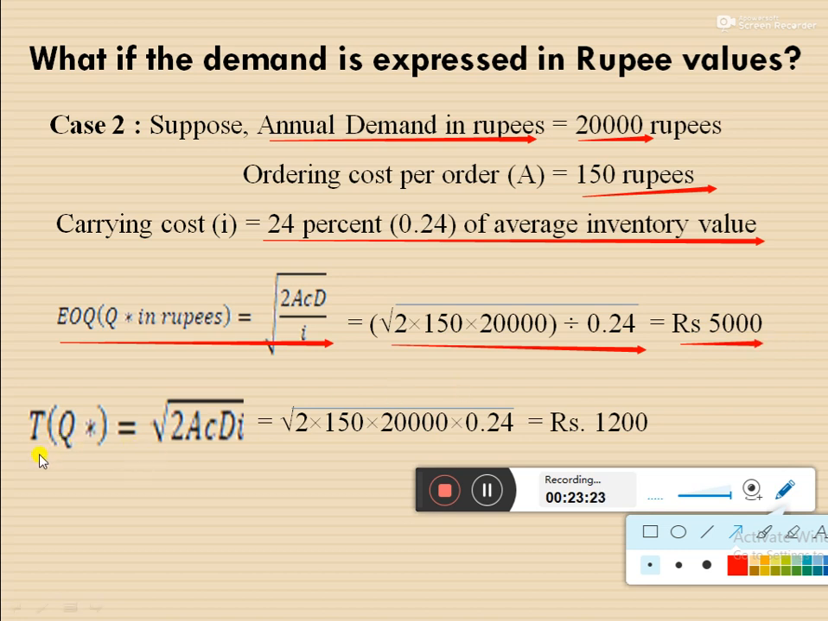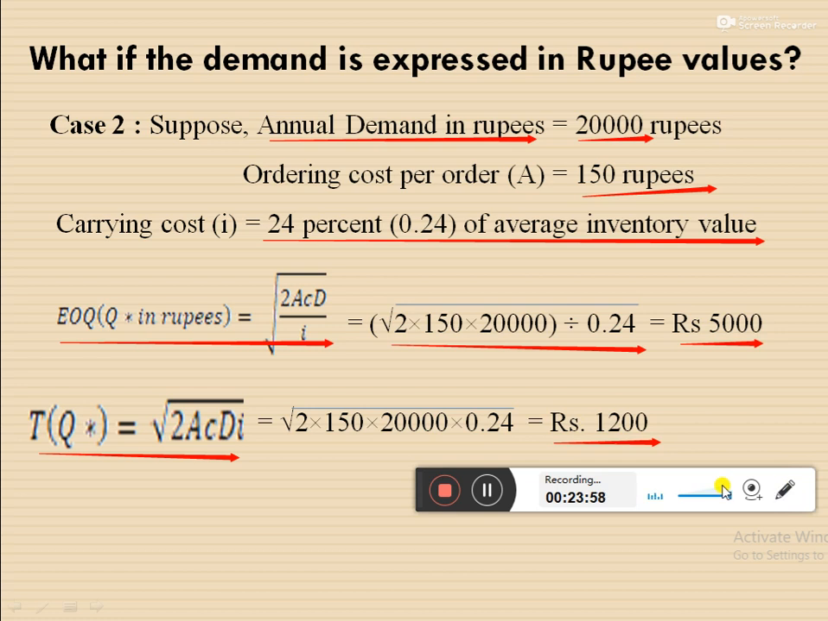Similarly, by using this expression, we can calculate total annual variable cost. For this purpose, we need the values of these variables: 2 into A, that is 150, into CD, that is equal to 20,000, into I, that is 0.24. So the answer would be equal to 1200. So the total annual variable cost in this situation would be equal to 1200 rupees.